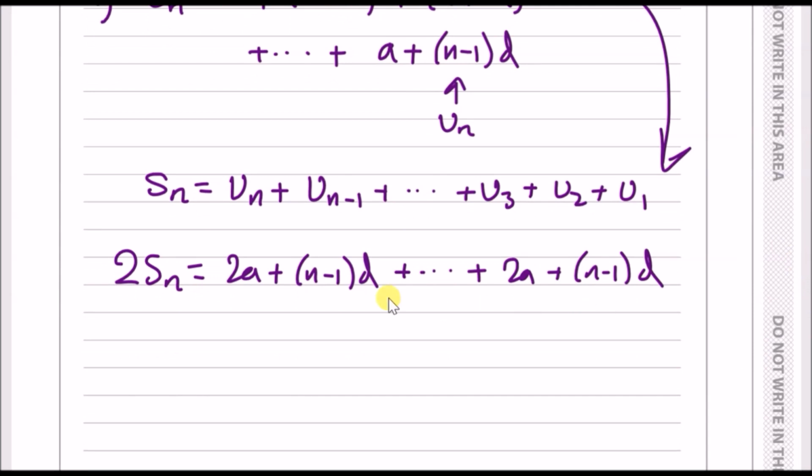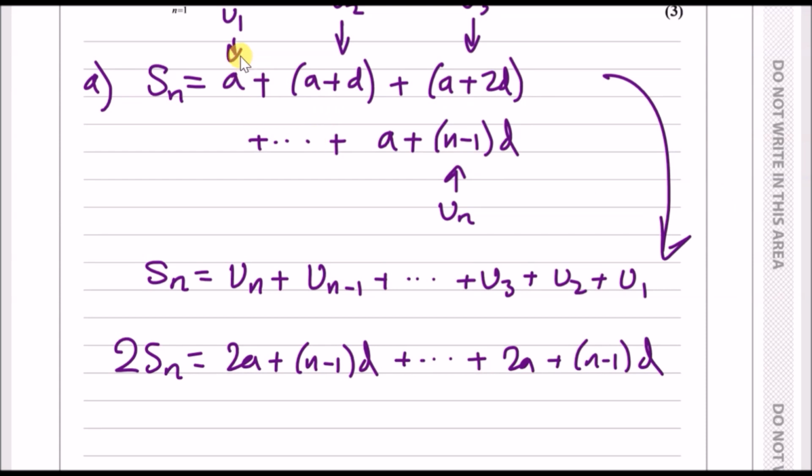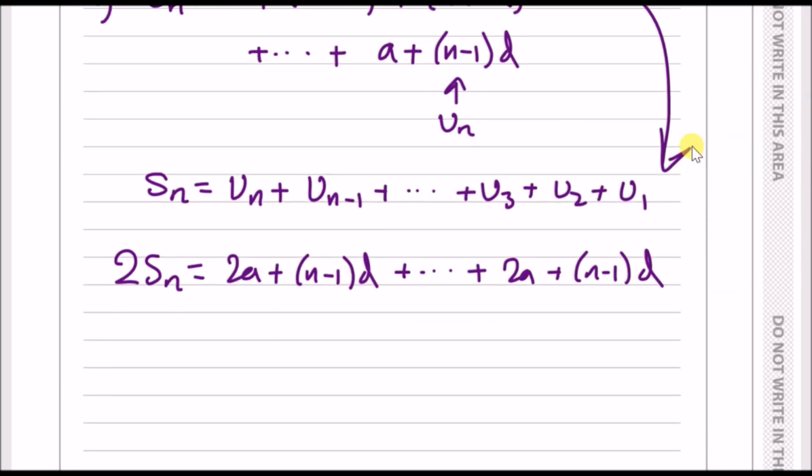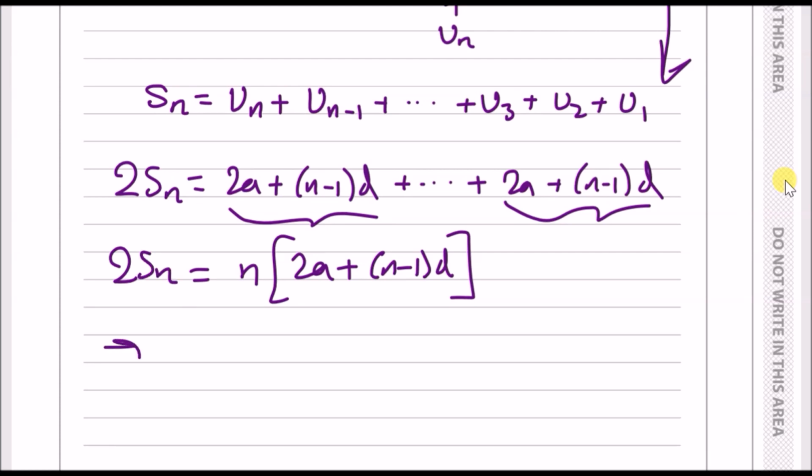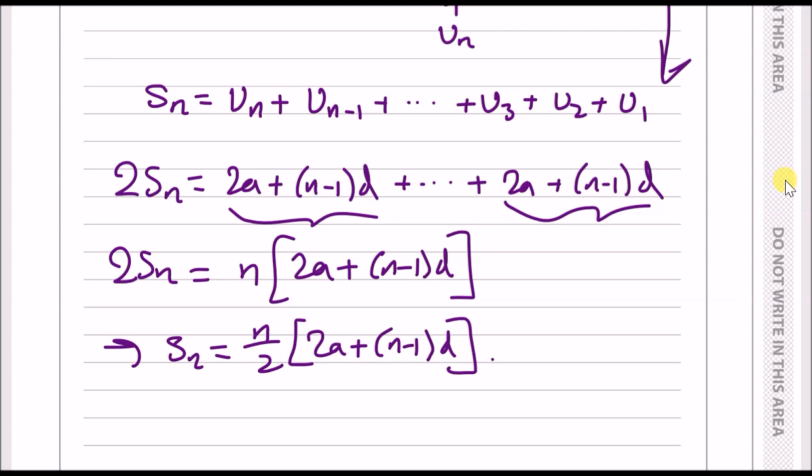Now the question is, how many of these do we actually have? Well, technically, if we look at it this way, we had the first term and went all the way to the nth term. We actually have n lots of these. So there's actually n lots of 2a plus n minus 1d. So that means we now have n lots of 2a plus n minus 1d, and that all equals 2Sn. So conveniently, divide this by 2, you're now going to get n over 2 times 2a plus n minus 1d. And that's the proof done.